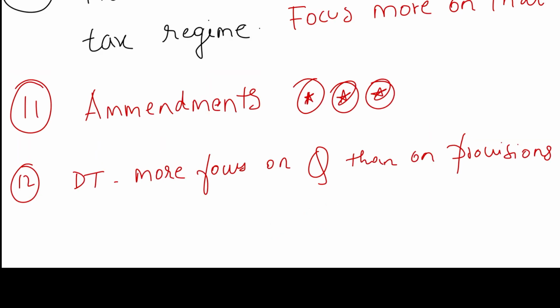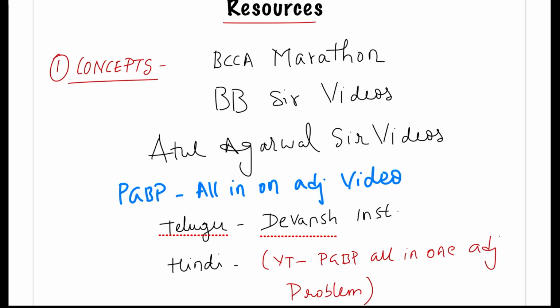Now let us go to the resources part. For the conceptual part, there are multiple resources. First one is the BCCA Marathon by CA Bhaskar sir. In this marathon, all the concepts are covered properly. If not the BCCA Marathon, then we can refer to Banwar Barona sir's videos, or Atul Agarwal sir's videos. Though these two are for CA Final, the syllabus is almost the same. In fact, the coverage is more in these two resources. So you can refer to any of these.